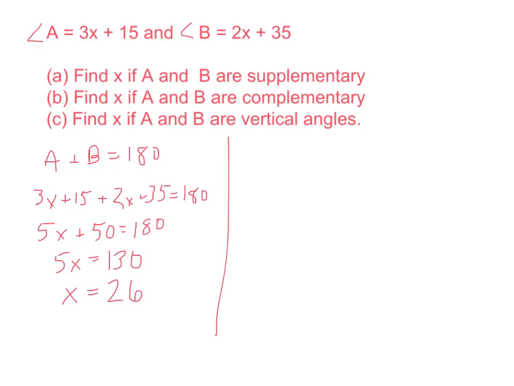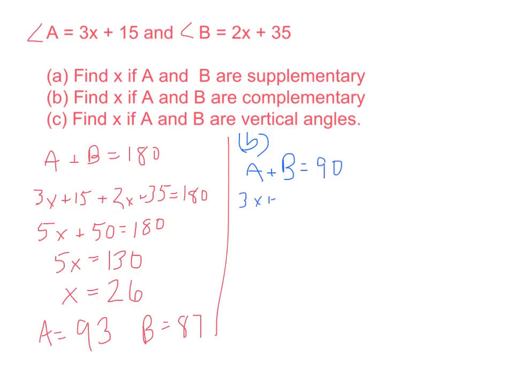Next thing, actually let's do this. If we wanted to plug it back in to figure out what it is, angle A would be 93 and angle B would be 87. Alright, next we'll do part B. If they're complementary, we're going to do angle A plus angle B equals 90. So it starts out the same way.